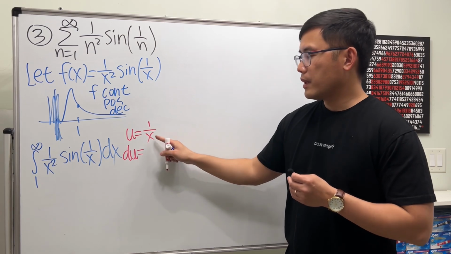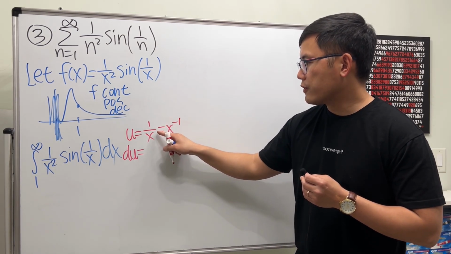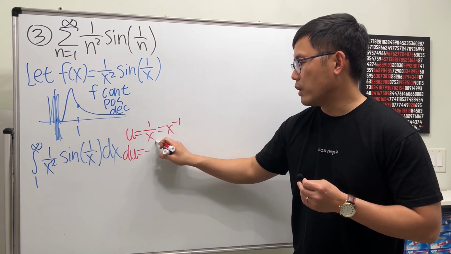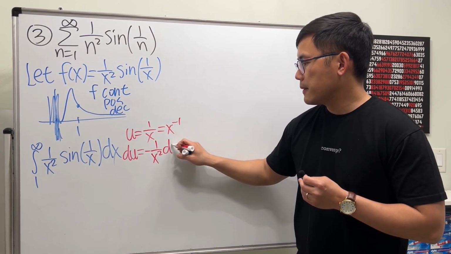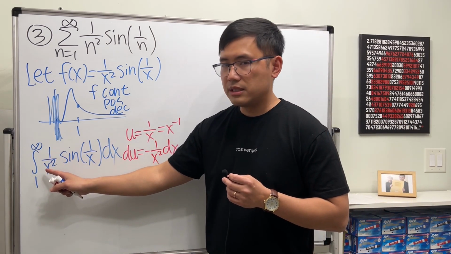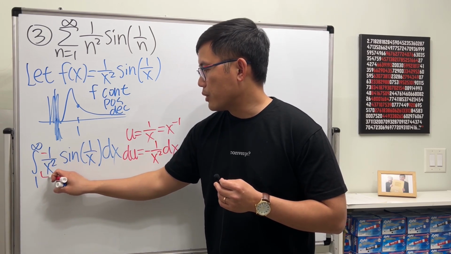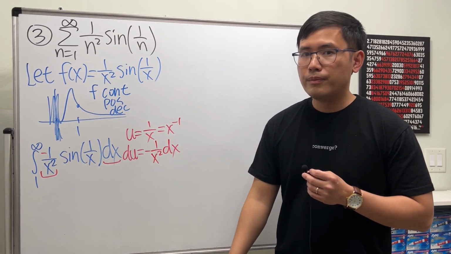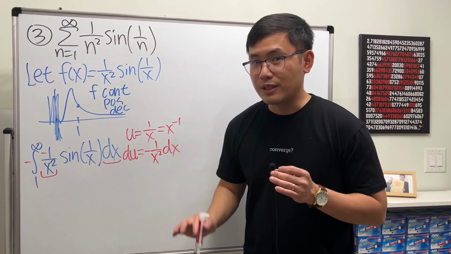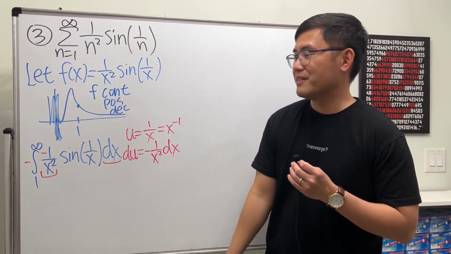Du will be, write this as x to the -1 and bring the power to the front, and -1, we get negative x to the -2, which is 1 over x squared. Now have a look. Here we have negative, but this is positive. Well, I'm just going to multiply by a negative so that I can produce the du. In the meantime though, let's also multiply by another negative so that we stay with the same value. Negative times negative, we didn't change anything.